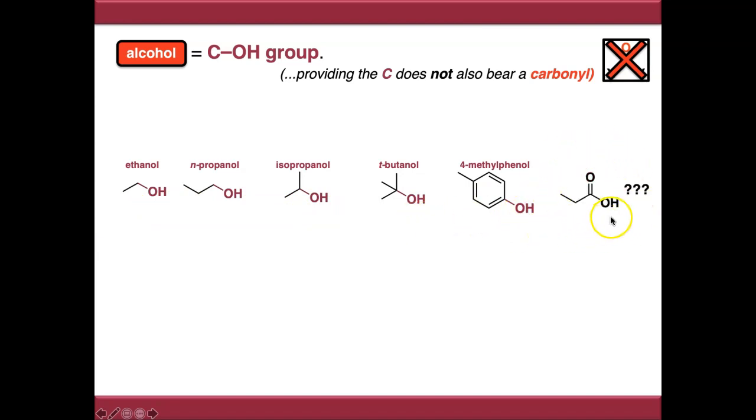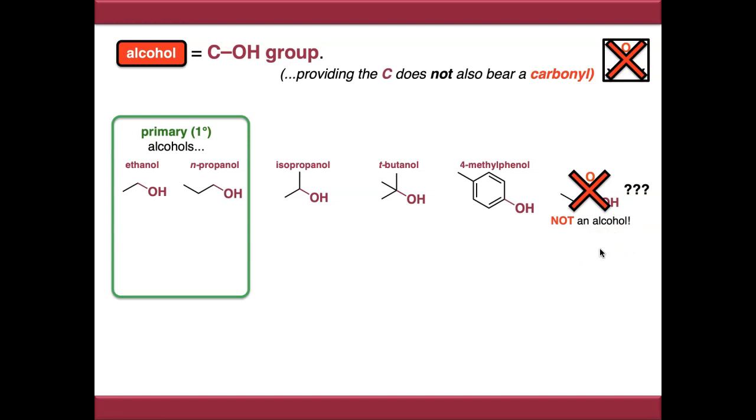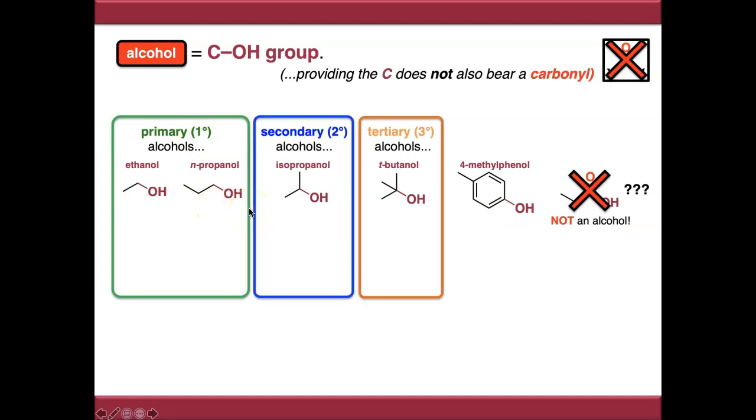But if we look at this compound over here, the carbon where the OH group is attached also has a carbonyl on it, right? So this is not an alcohol. We'll come on to what that is later on. So there is a classification system for alcohols. We've got primary alcohols, which is these two over here, secondary alcohols, tertiary alcohols, and phenols.